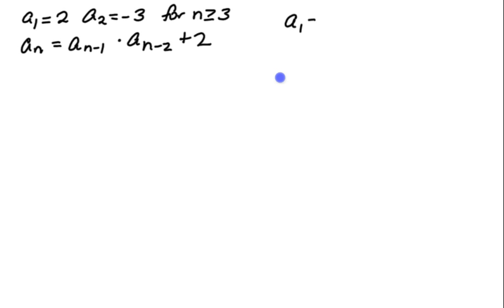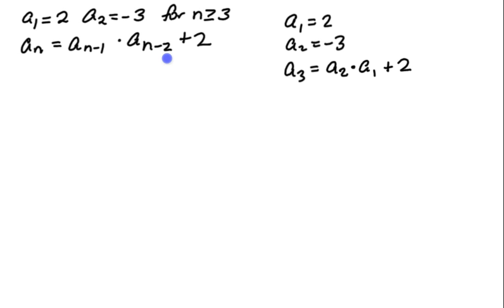A sub 1 is equal to 2. A sub 2 is equal to negative 3. So I only have to find 3 more terms. I already know the first 2. A sub 3, okay, so every place there's an n, now I'm going to put a 3. So 3 minus 1 is 2, so this would be A sub 2. 3 minus 2 is 1, so this would be A sub 1 plus 2.